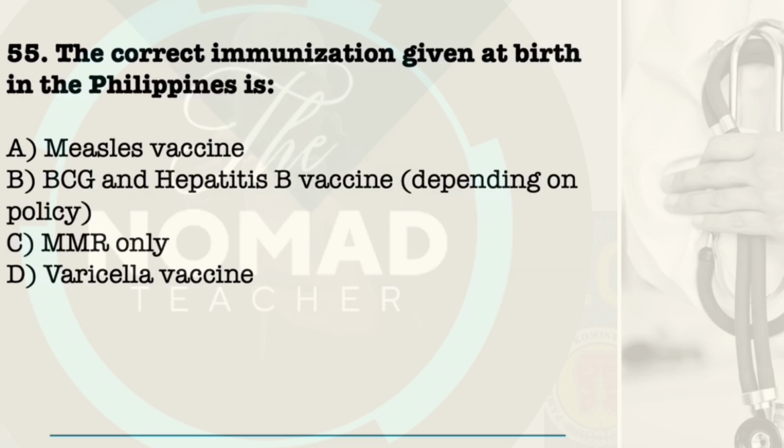55. The correct immunization given at birth in the Philippines is: A. Measles vaccine. B. BCG and hepatitis B vaccine, depending on policy. C. MMR only. D. Varicella vaccine.